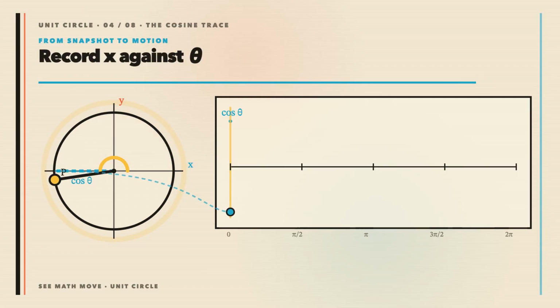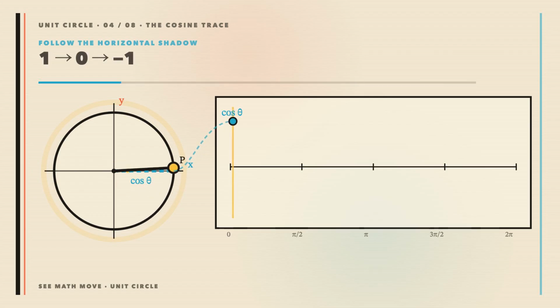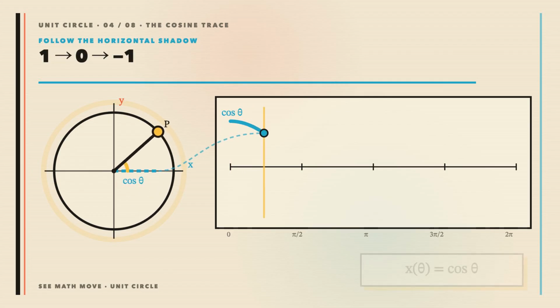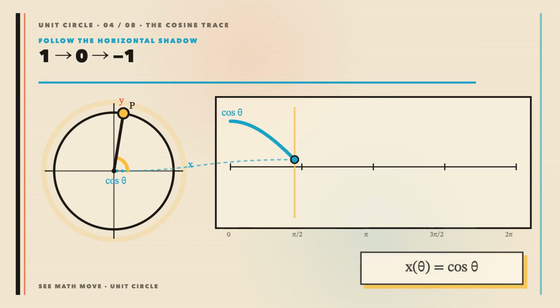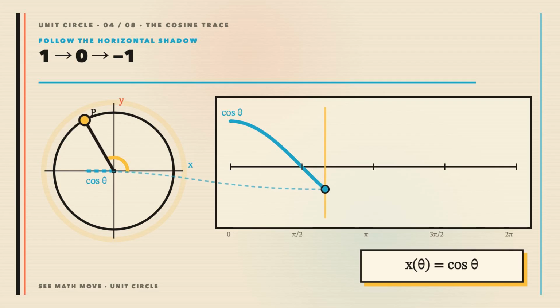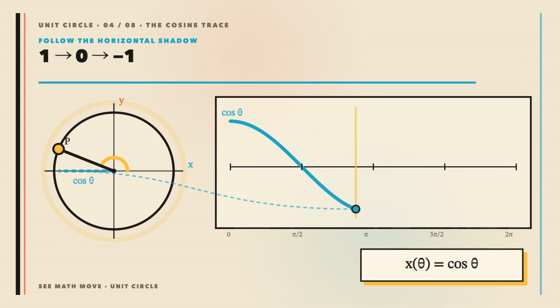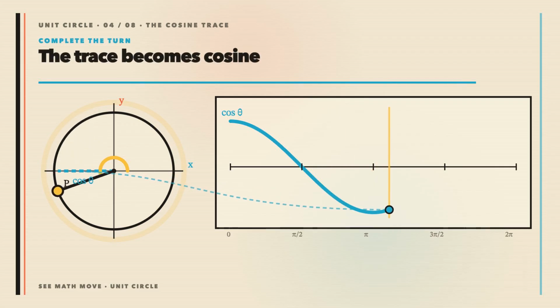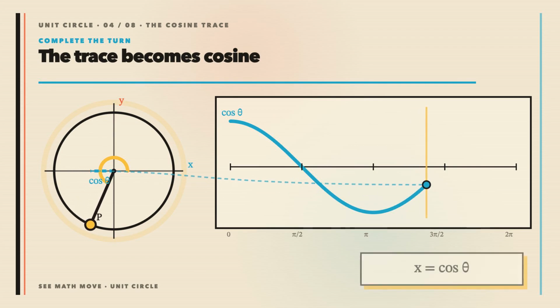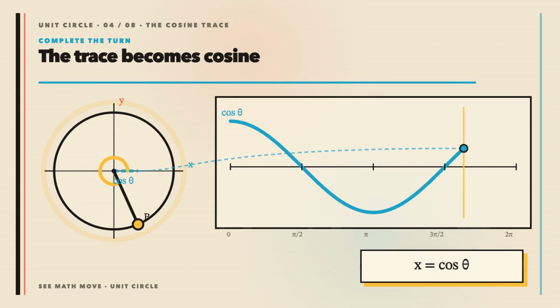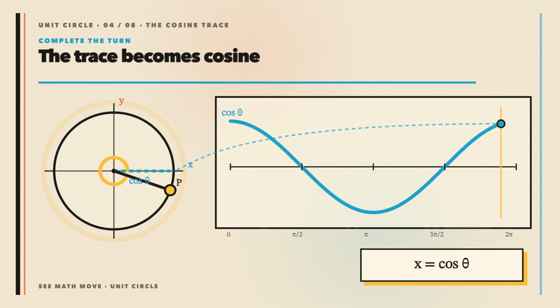Exact values are snapshots. Now let the point keep moving and record the horizontal coordinate against theta. At 0 degrees, x starts at 1. At 90 degrees, it reaches 0. At 180 degrees, it reaches negative 1. Continuing the same motion brings x back through 0 and then to 1. That continuous record is the cosine wave.